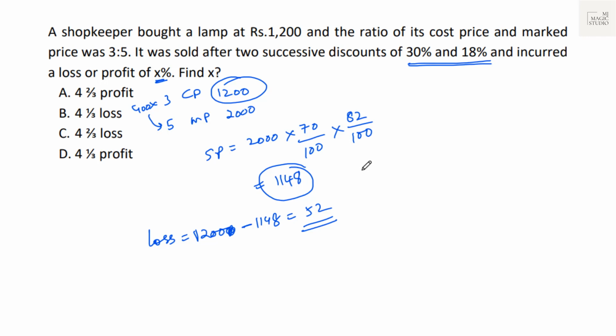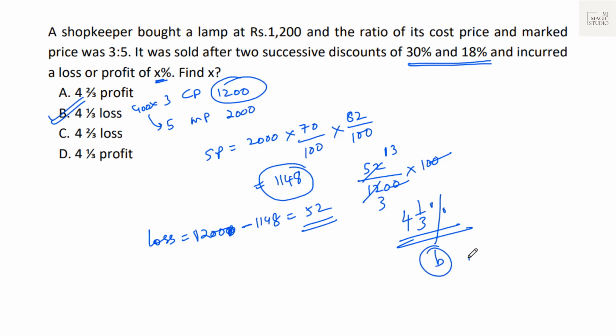Loss percentage is always calculated on cost price. So that would be 52 by 1200 into 100. 4, 13, 4, 3. 13 by 3 is 4 1 by 3%. So you have incurred a loss of 4 1 by 3%. Option B is the pick.